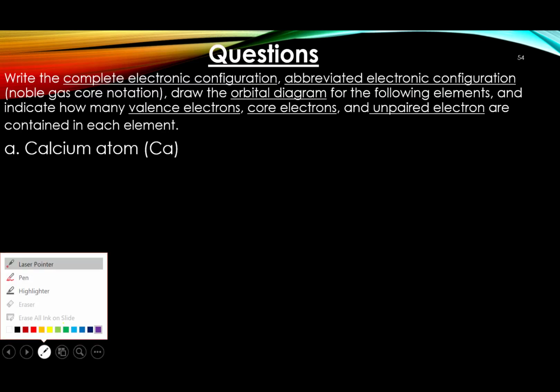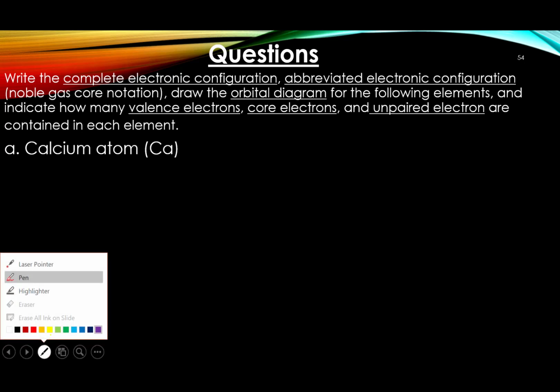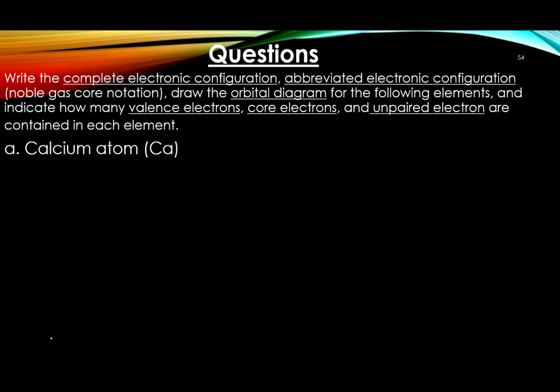Now let's do these problems. Let's go to pen. What we're going to do is write down the complete electronic configuration and shorthand electronic configuration or noble gas core notation. We're going to draw the orbitals, and we're going to indicate how many valence, core, and unpaired electrons we have. Okay, then let's do it.